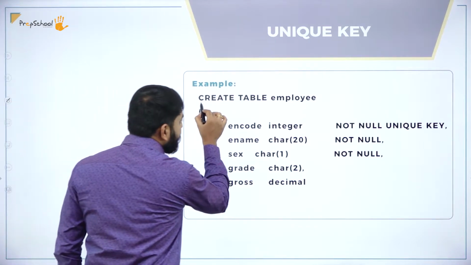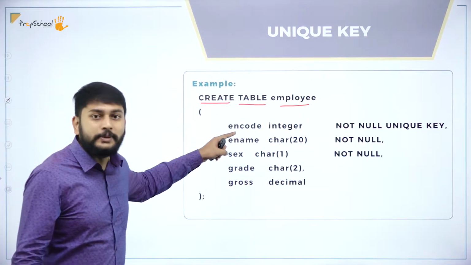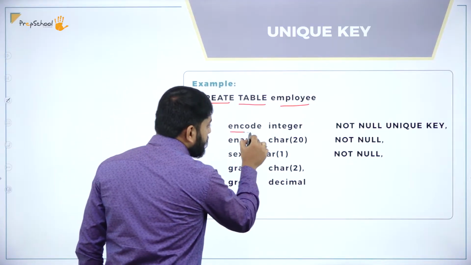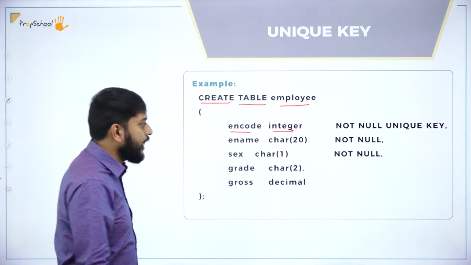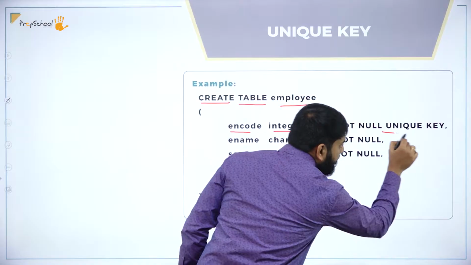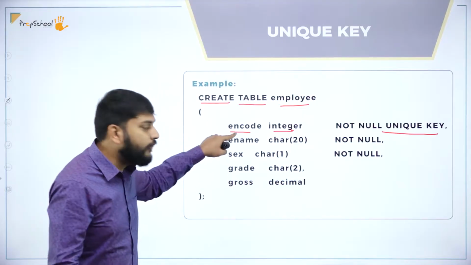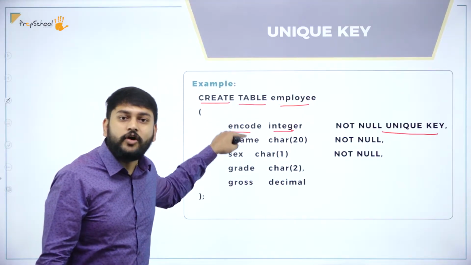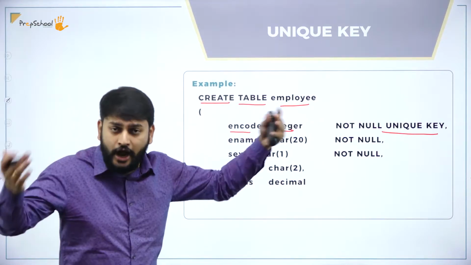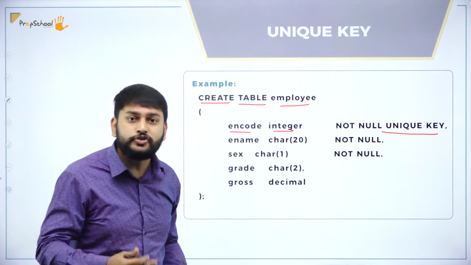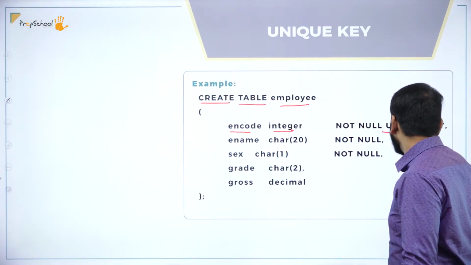I have create table employee. This you all already know, right? But please observe here, I'm creating the column: this is the name of the column, and this is the data type. For this column, I'm specifying unique key. What is it all about? All the values that I am going to store in this column should be unique. Unknowingly, if I enter repeated values, the table should not take that value. That is the role of this unique key.